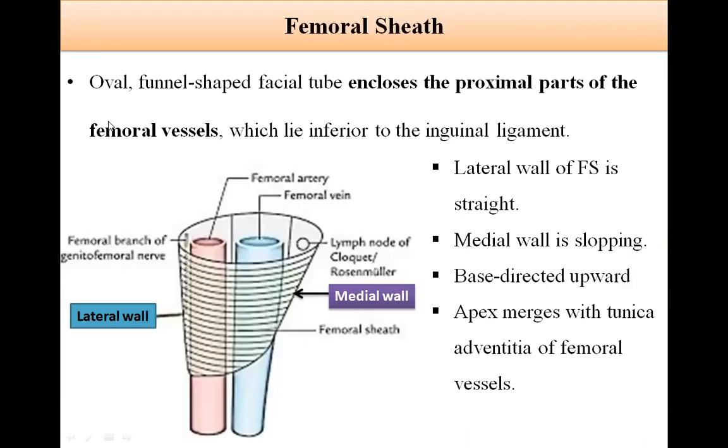Femoral sheath. What is the femoral sheath? It is nothing but the oval funnel-shaped fascial tube which encloses the proximal part of the femoral vessels, which lies inferior to the inguinal ligament. The lateral wall of the femoral sheath is straight and the medial wall is sloping. In this diagram, you can nicely appreciate the lateral wall, which is straight, and the medial wall, which is oblique. Base is directed upward and the apex merges with the tunica adventitia of the femoral vessels. You can nicely appreciate that below, the femoral sheath merges with the tunica adventitia.